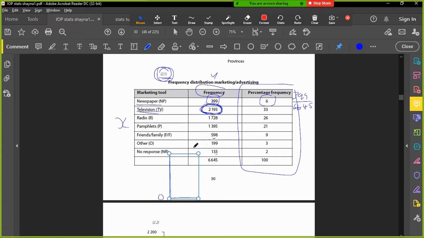If my graph stops at 2000, how am I going to show television? So it needs to be more than 2193. So you could go up to maybe 2200. And then I can show all of it. Then I can just equally separate those points.